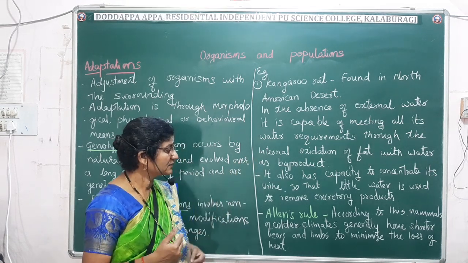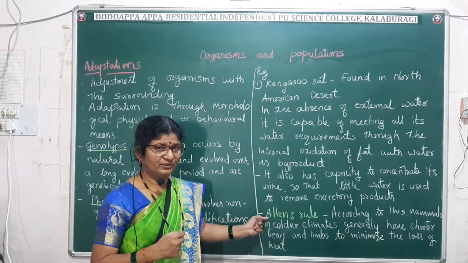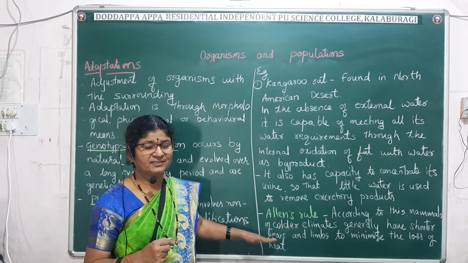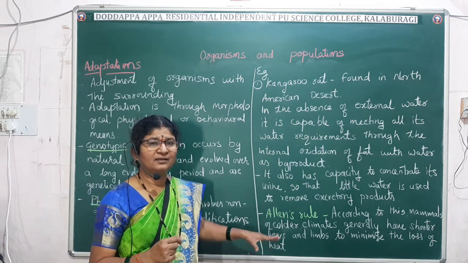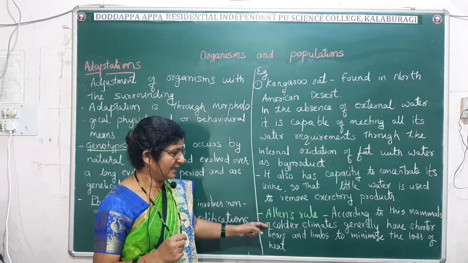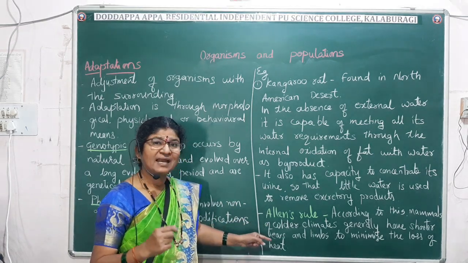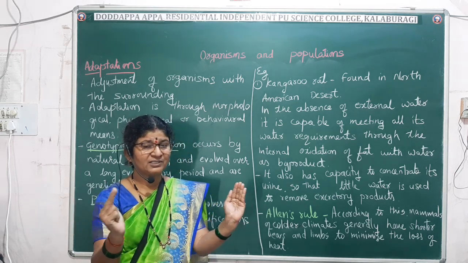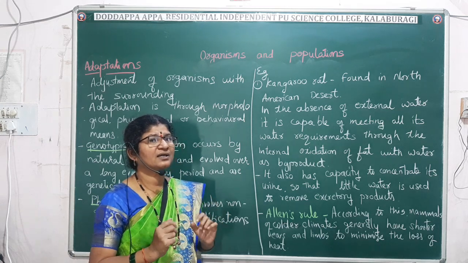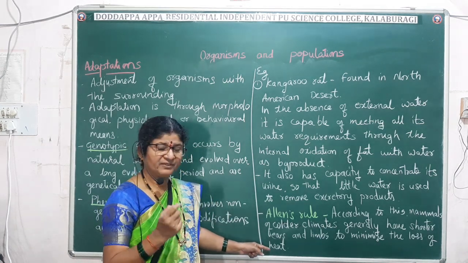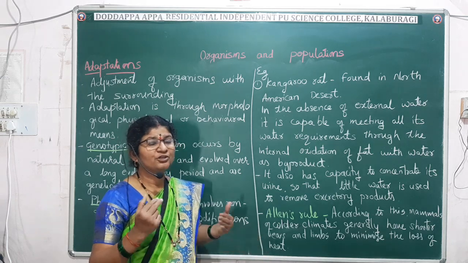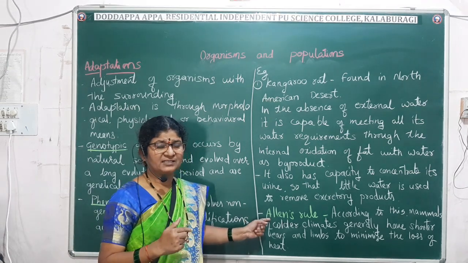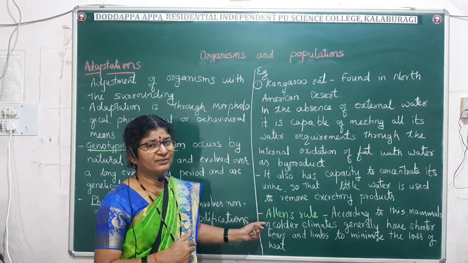And Allen's rule is there. This Allen's rule you have to know. According to this rule, the mammals surviving in the polar region, in the colder region, have shorter limbs and shorter ears. That is, the body extremities which come out of the main body are short, just to conserve the heat energy, or you can say to minimize the loss of heat from the body. That is Allen's rule, asked for 1 mark in the annual exam and in MCQs.